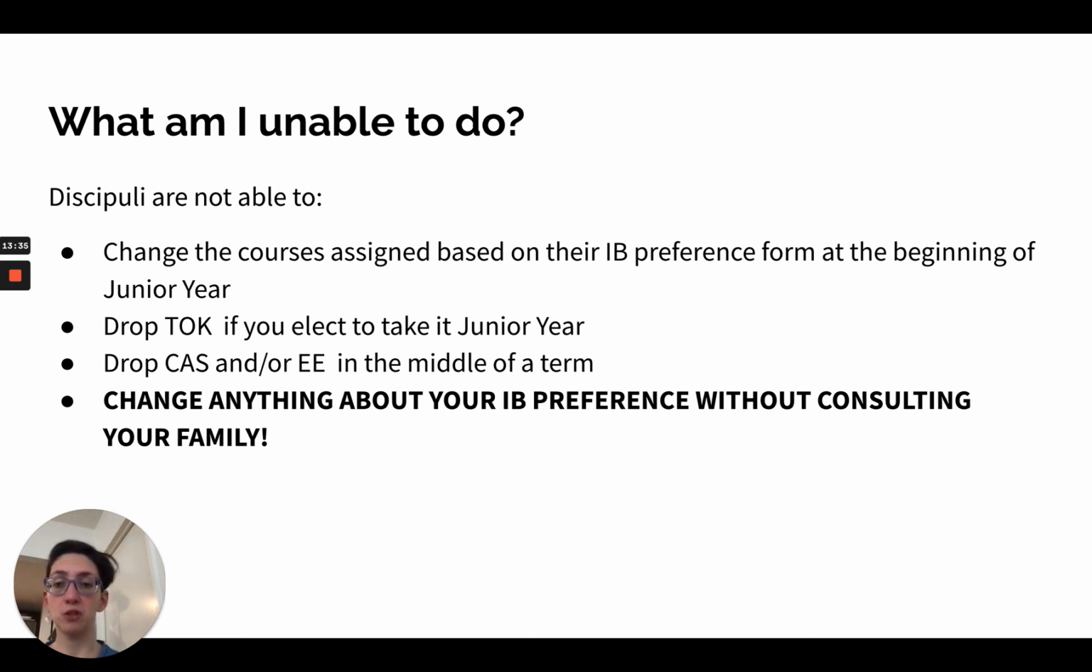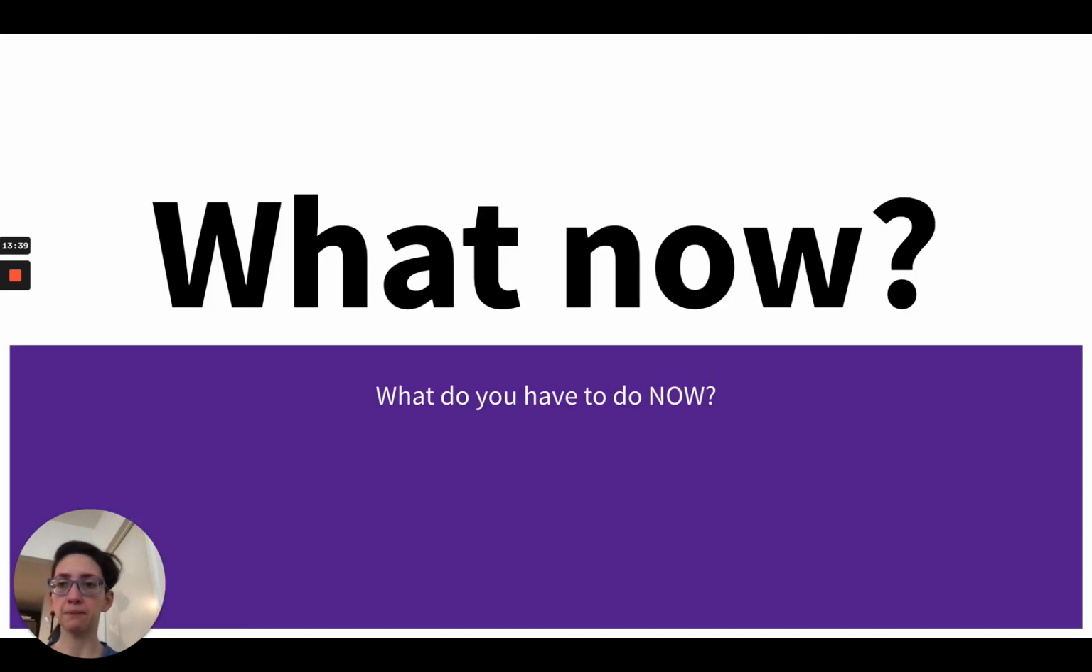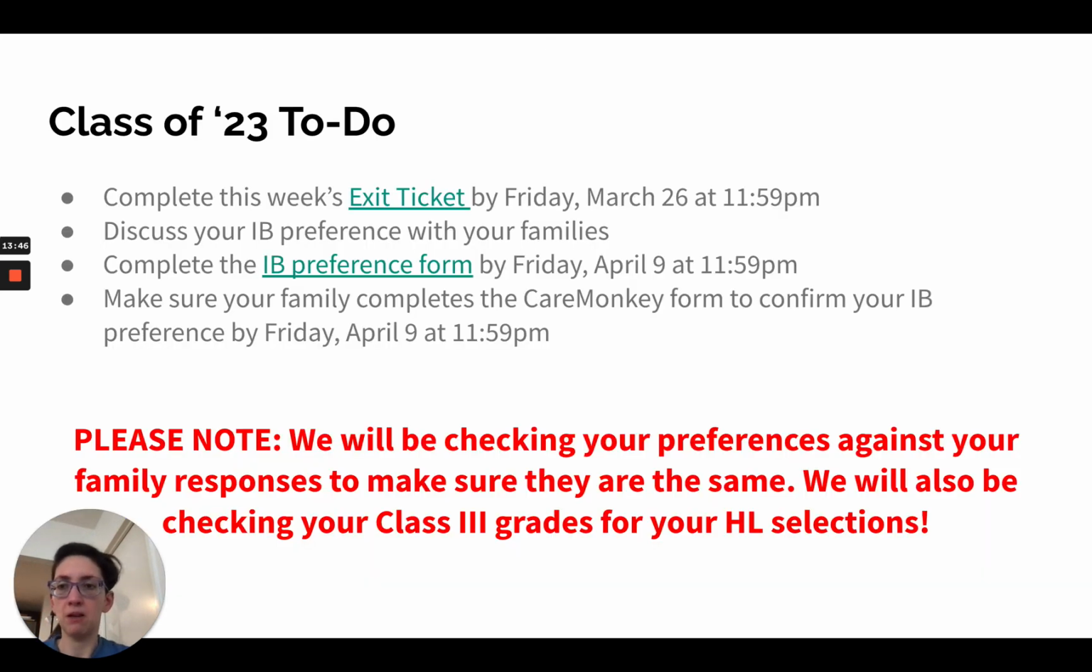And what are you unable to do? Change anything about IB without consulting your family. So what now? What do you have to do now? You're almost at the end of the IB preference process. You have to complete this week's exit ticket by Friday, March 26th at 11:59 p.m. Again, we are tracking these to give priority to IB preference.